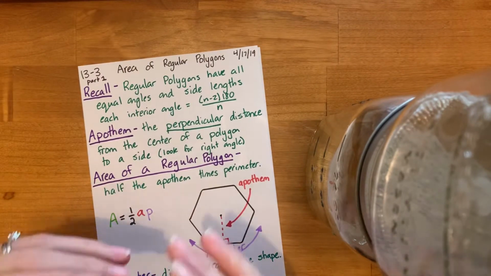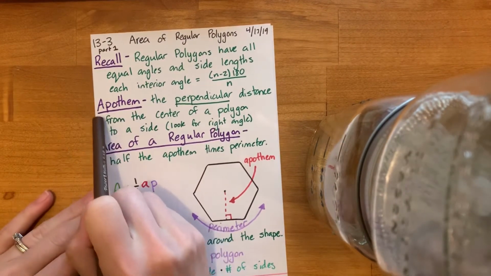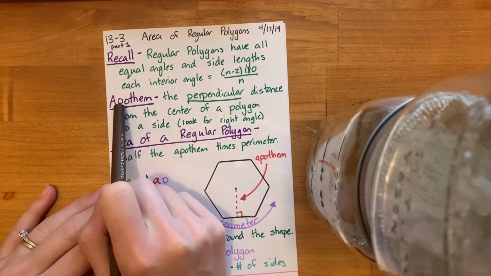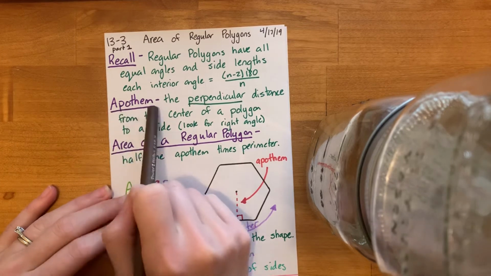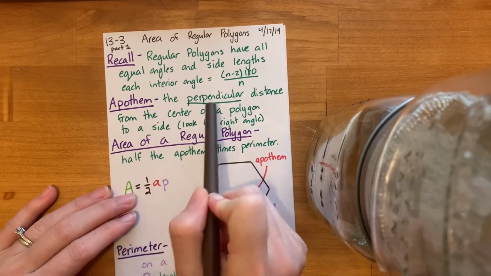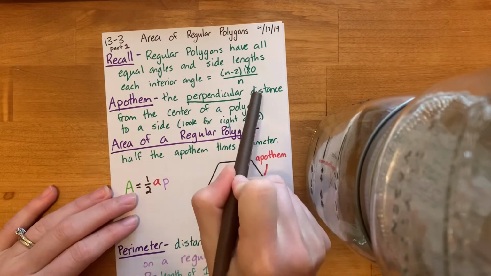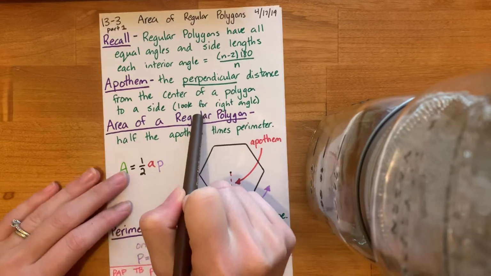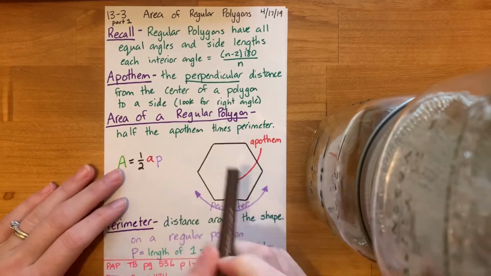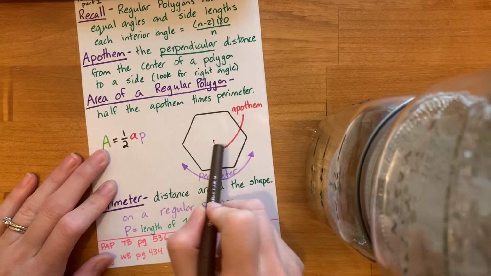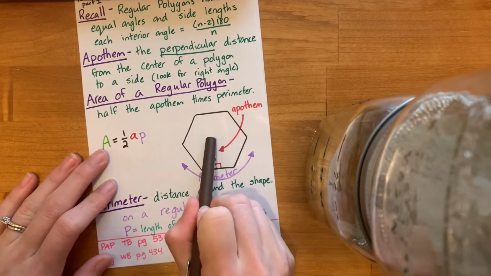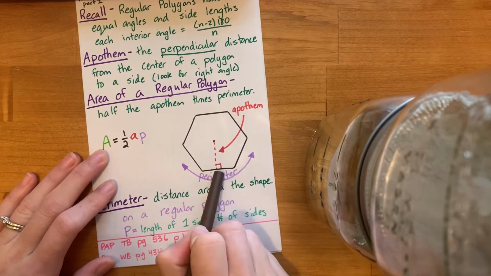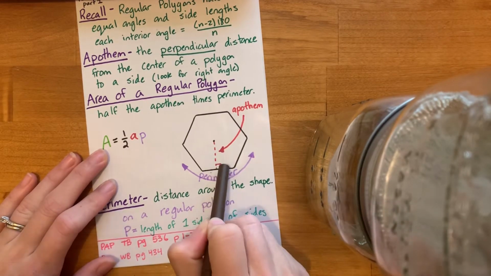Like I said, this section has a lot to it, okay? So we're learning a brand new word. It's called apothem. I know it sounds like a possum, but it's apothem, okay? Apothem. It's the perpendicular, remember perpendicular forms a right angle, distance from the center of a polygon to a side. And I always want you guys to look for the right angle, okay? Because if we have our apothem here, it goes from the center of the polygon to a side, and it's perpendicular, so it forms a right angle.